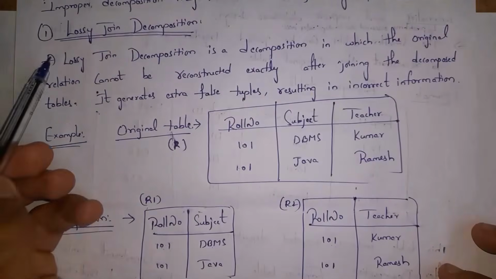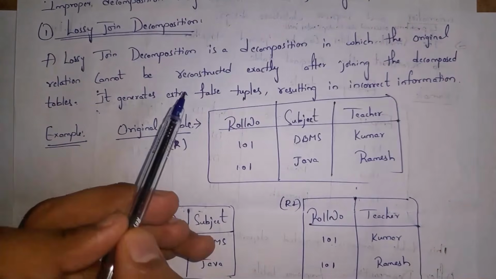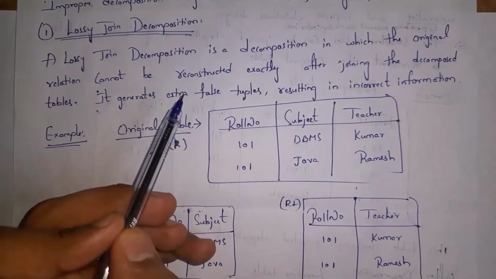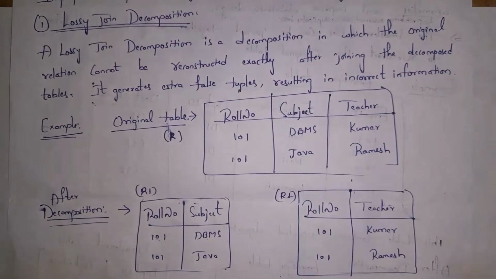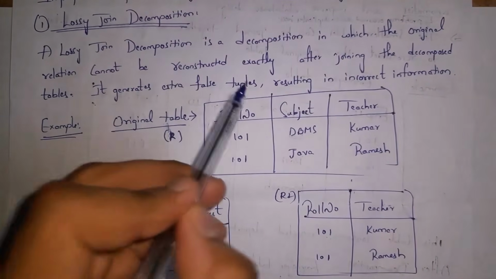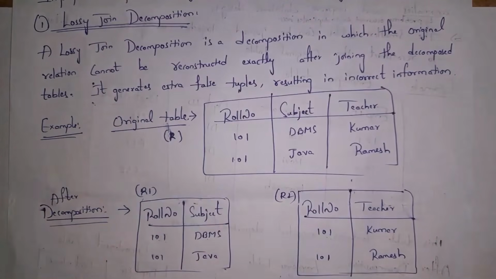A lossy join decomposition is a decomposition in which the original relation cannot be reconstructed exactly after joining the decomposed tables. So after joining the decomposed tables, the original table is not created. It generated false tuples, that is, it generated false rows with incorrect information. This is the meaning of lossy join decomposition.